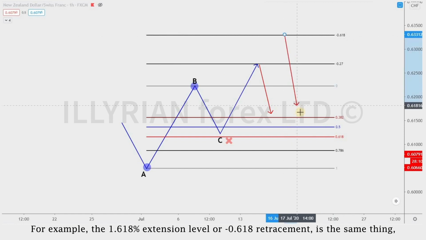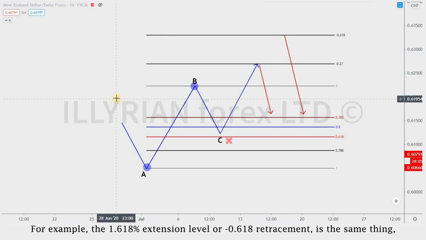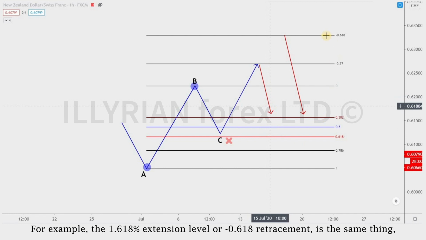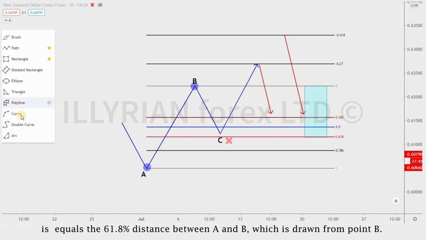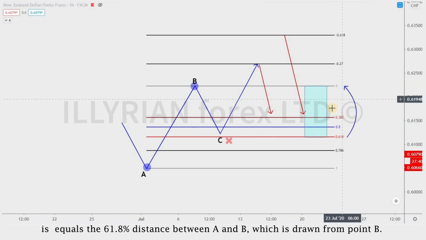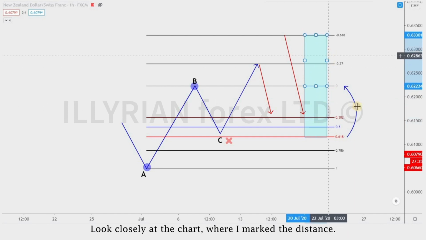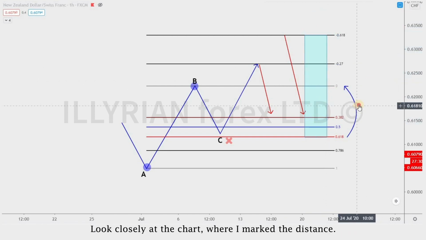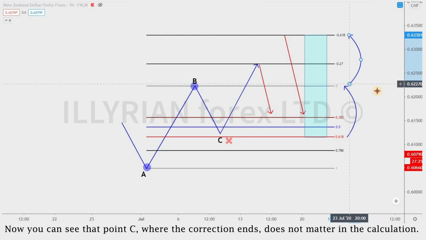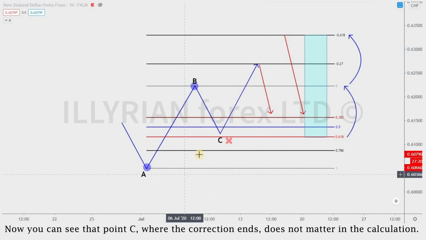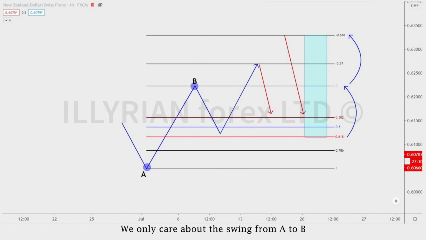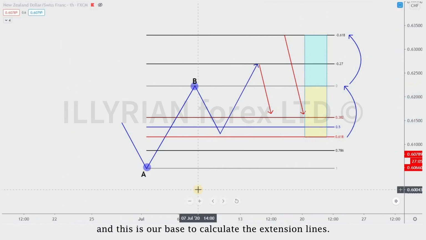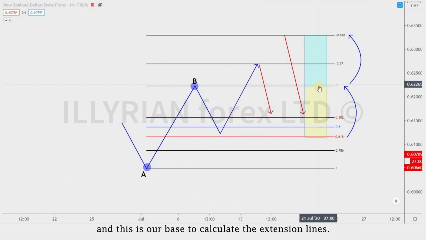For example, the 1.618% extension level or minus 0.618 retracement is the same thing, it equals the 61.8% distance between A and B, which is drawn from point B. Look closely at the chart, where I marked the distance. Now you can see that point C, where the correction ends, does not matter in the calculation. We only care about the swing from A to B, and this is our base to calculate the extension lines.